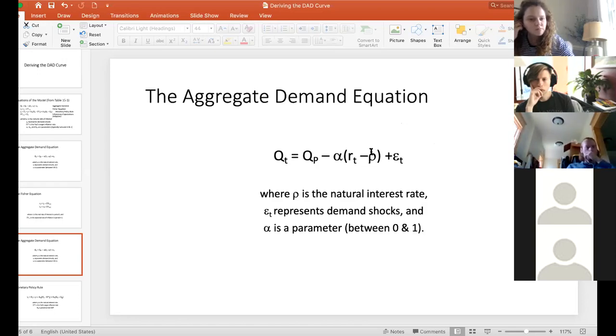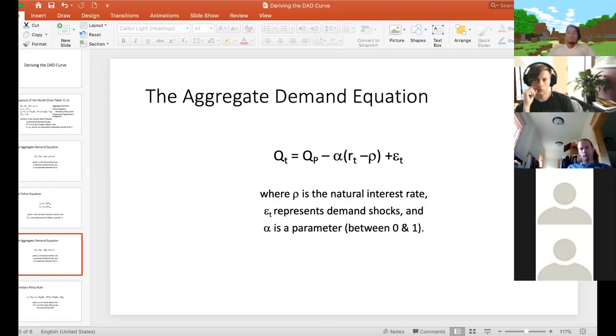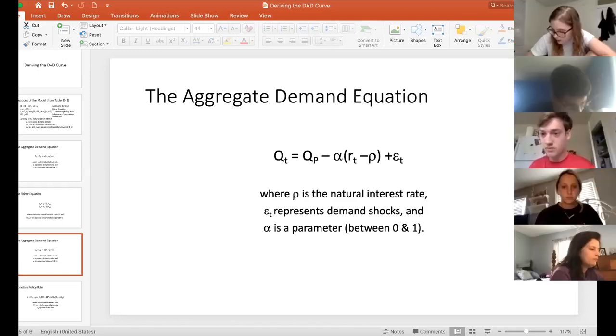Okay, remember, what is rho? Mar, were you here when we were defining rho? Natural interest rate. Yeah, and what does that mean?